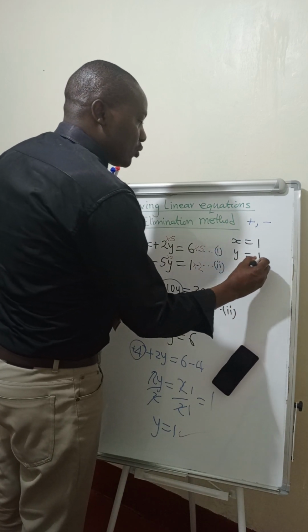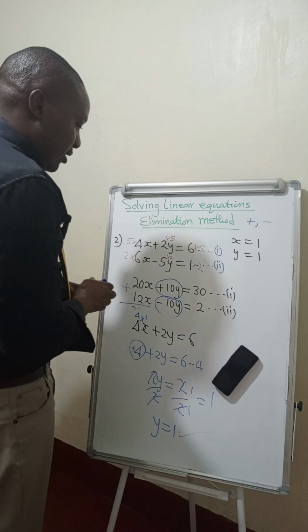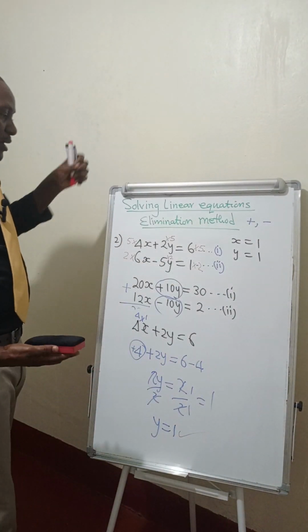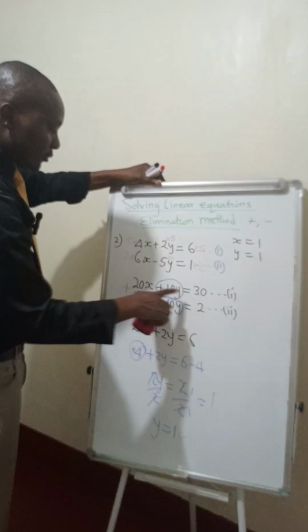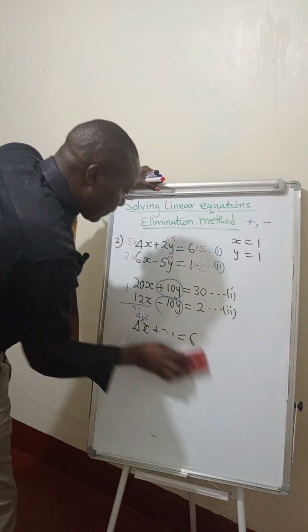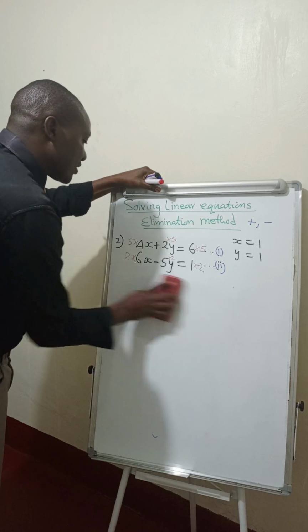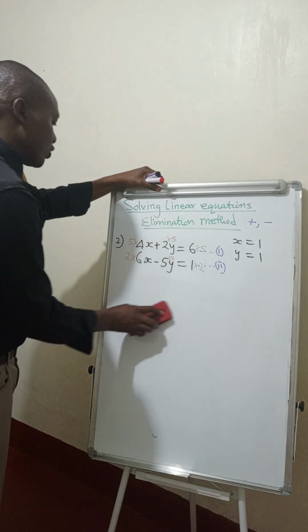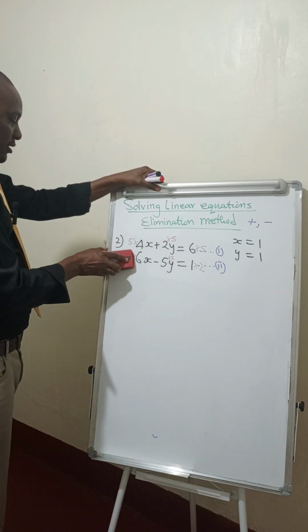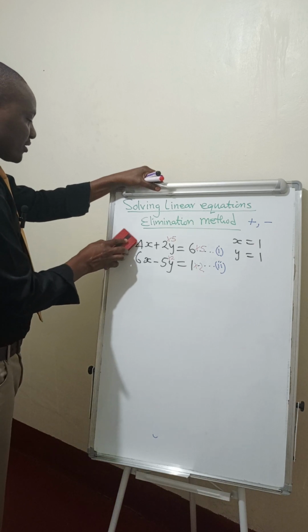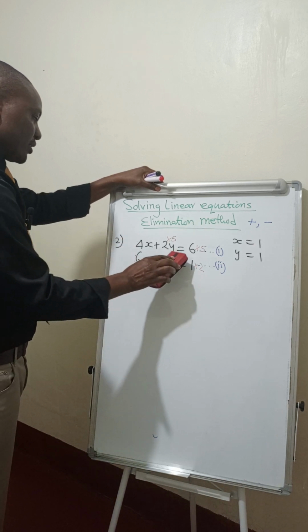Y is equal to 1. I want us to go back to this equation again. We want to start eliminating x. We want to eliminate x. Now, we see if the same values we are going to get.